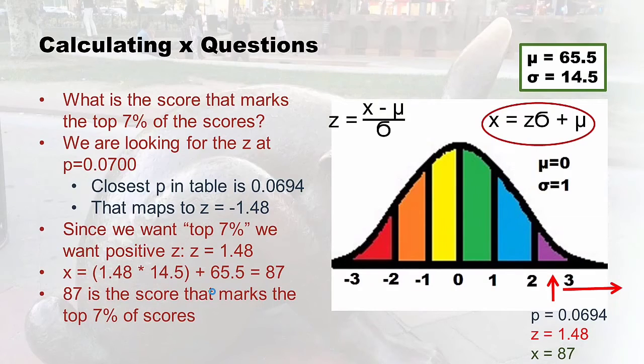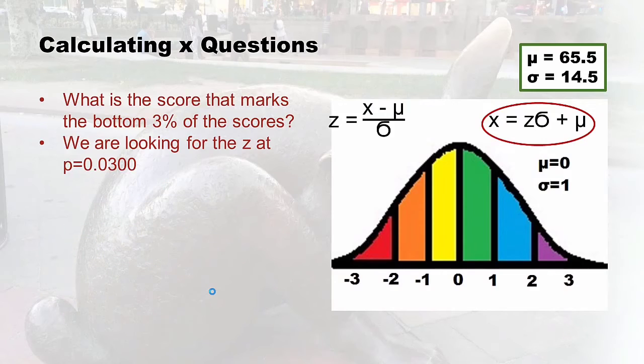And now we're going to plug it into the equation. So 1.48 times 14.5, which is the standard deviation, plus 65.5 equals 87. So now 87 is the score that marks the top 7% of the scores.